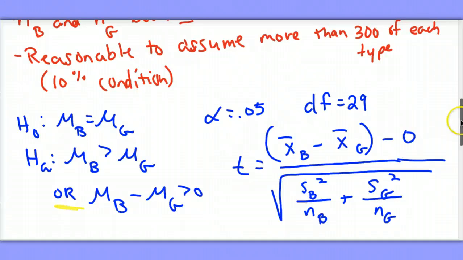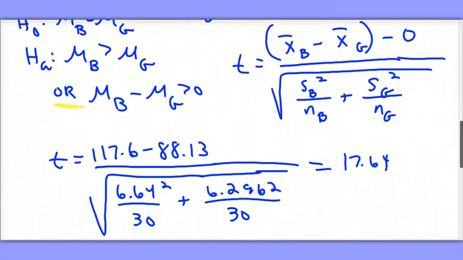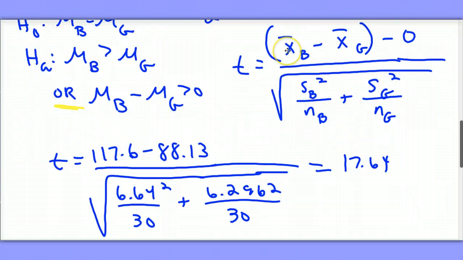So you should have done a one variable statistics on both list 1 and list 2, and these are the values you should have gotten. For the sample mean for Bounty, it was 117.6 coins, and for the generic brand, 88.13 coins. I'm guessing these are coins that are the same size. You wouldn't want to use dimes on one and pennies on the other. And then we have our standard deviations of 6.64 coins and 6.296 coins. So this is the exponent here squared. Sample sizes were 30 for both.